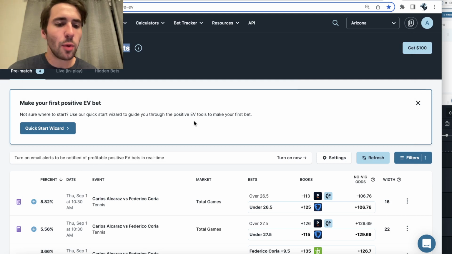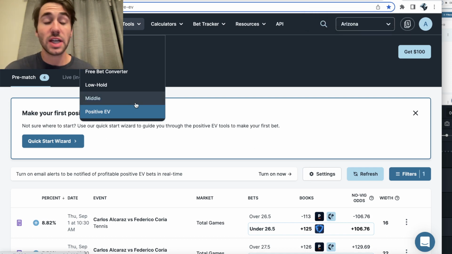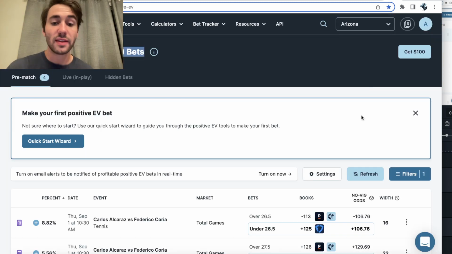What's up, sports bettors? US Open lines are flying around, and I just zoned in on a really good positive EV play that I'm going to share with you. So I locked it in for $285, as you can see right here. It's Carlos -9.5 on the game spread.